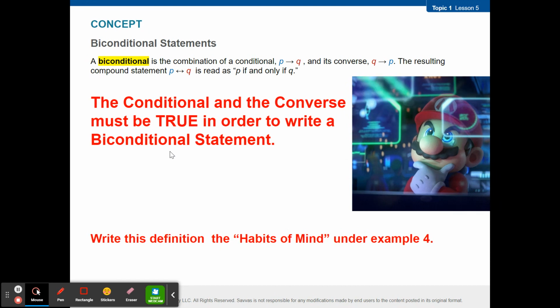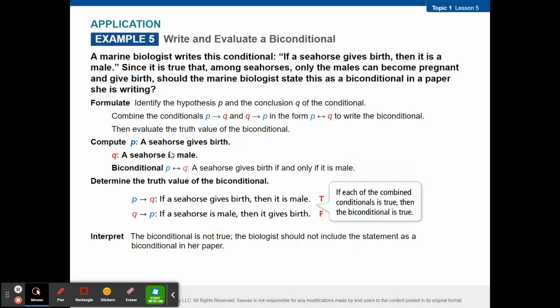Anybody still writing? All right. So example 5: a marine biologist writes this conditional. If a seahorse gives birth, then it is a male. Since it is true that among seahorses only males can become pregnant and give birth, should the marine biologist state this as a biconditional in a paper she is writing?